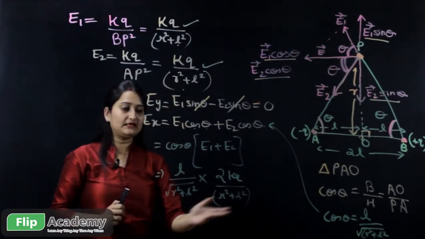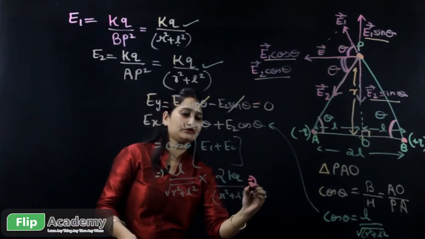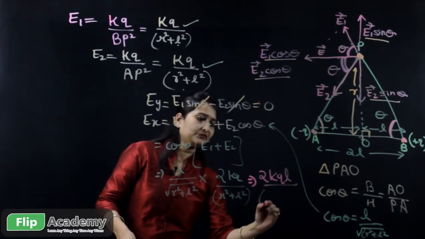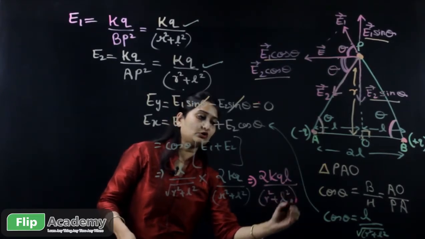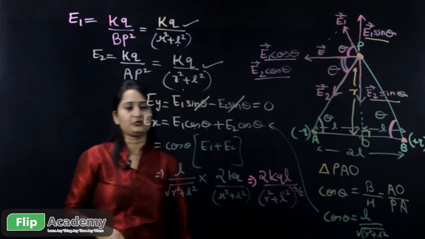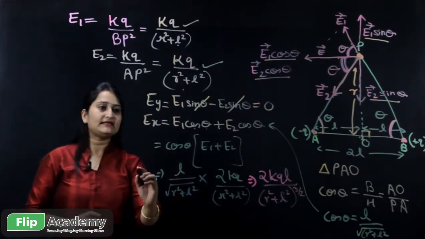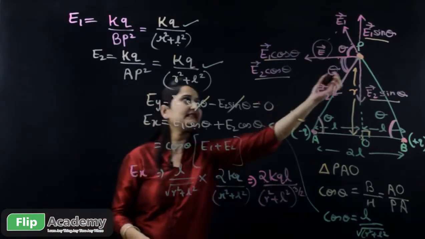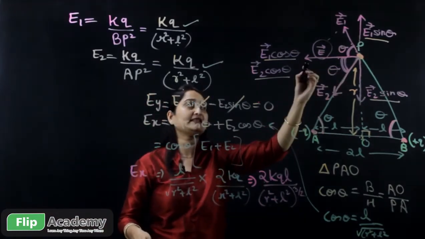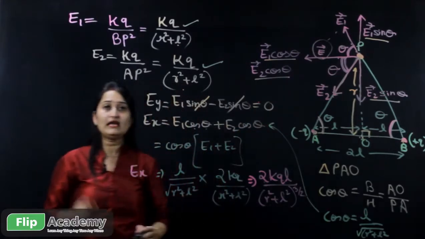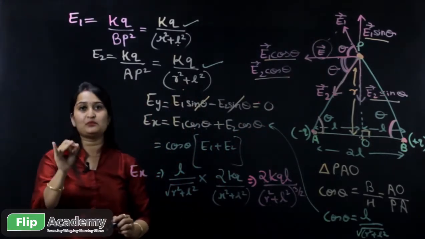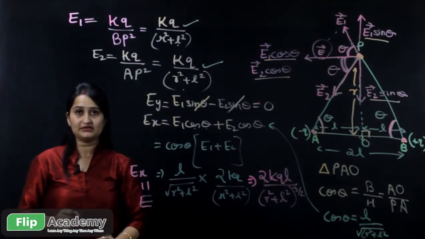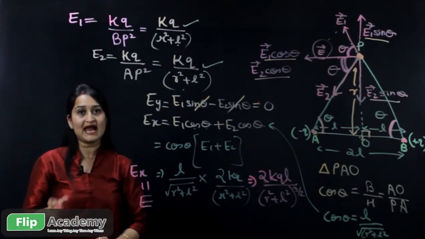Now, solve this value and multiply these two equations, you will get your answer, that is 2KQL upon R square plus L square to the power 3 by 2. So, now this is your answer, that is, it is EX. Now, you can see that this EX is along the horizontal axis and this is similar to the vector E, that is your resultant at point P. That means EX is equal to the E vector, that is the electric field intensity at point P.